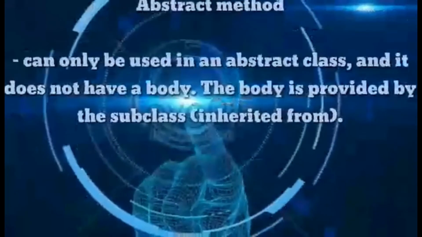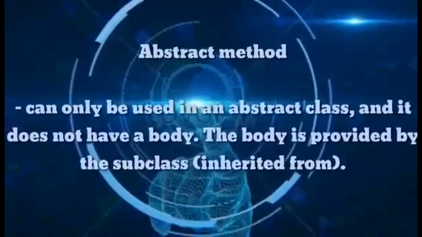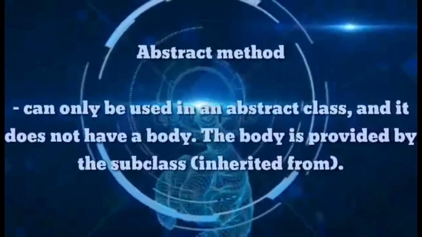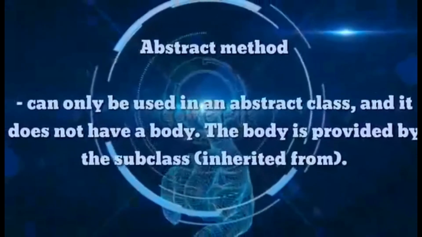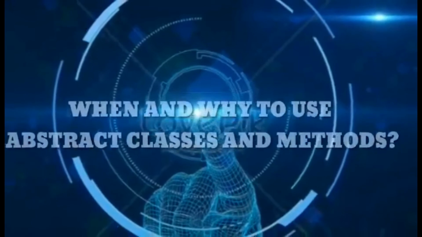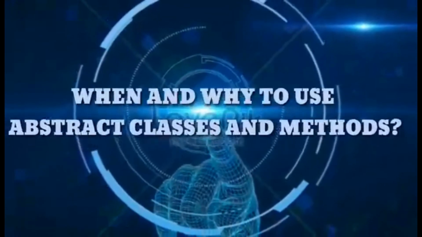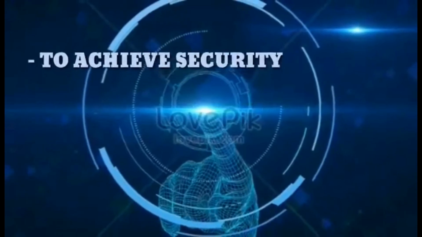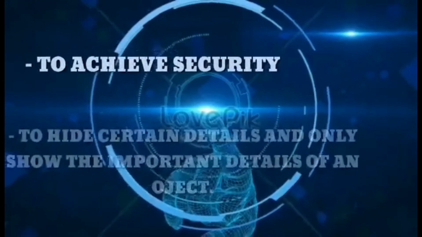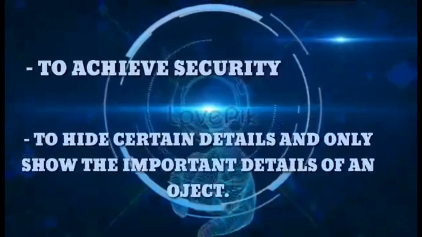While the abstract method can only be used in an abstract class and it does not have a body. The body is provided by the subclass or inherited from. When and why to use abstract classes and methods? To achieve security and to hide certain details and only show the important details of an object.